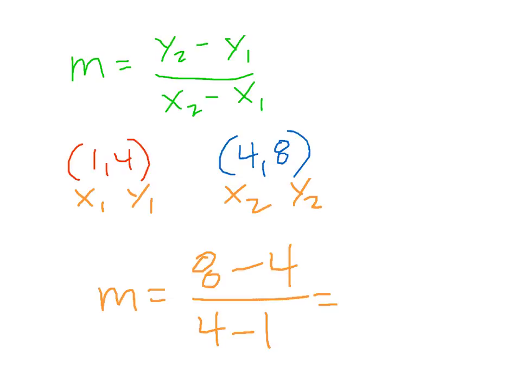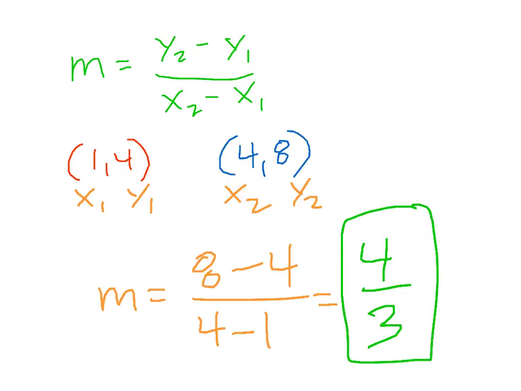Now I just do a little bit of arithmetic to finish this out. Top 8 minus 4 is 4. Bottom 4 minus 1 is 3. I'm left with 4 over 3. Can I simplify that fraction? Nope, it's already in simplest form. So I leave it like that, and my slope is 4/3. So that's how we find the slope.